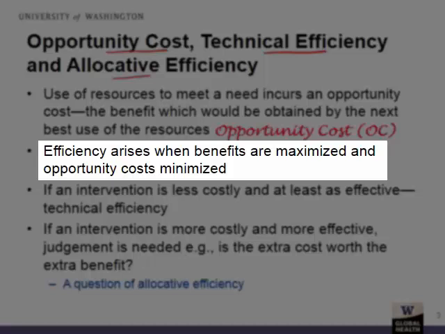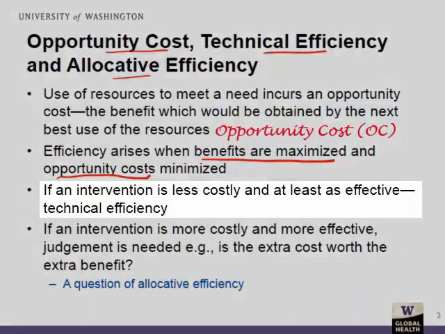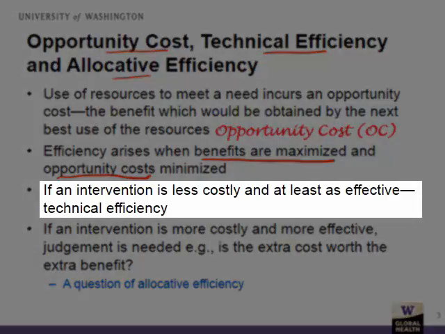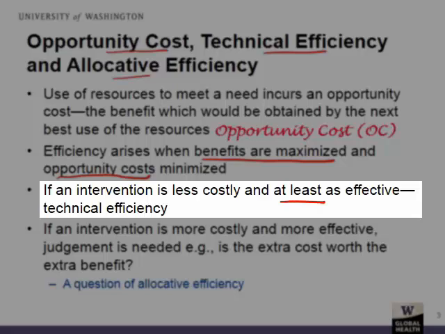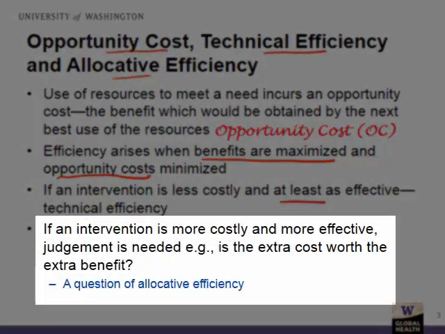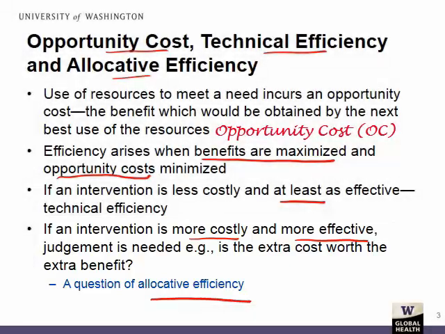Now, efficiency arises when benefits are maximized and opportunity cost is minimized. If an intervention is less costly and at least as effective, then you have what we call technical efficiency. If you equalize effectiveness and you reduce cost, then that intervention is technically efficient. Now, if an intervention is more costly and more effective, you need a judgment. And the question is, is the extra cost worth the extra benefit? This is a question of what we call allocative efficiency.